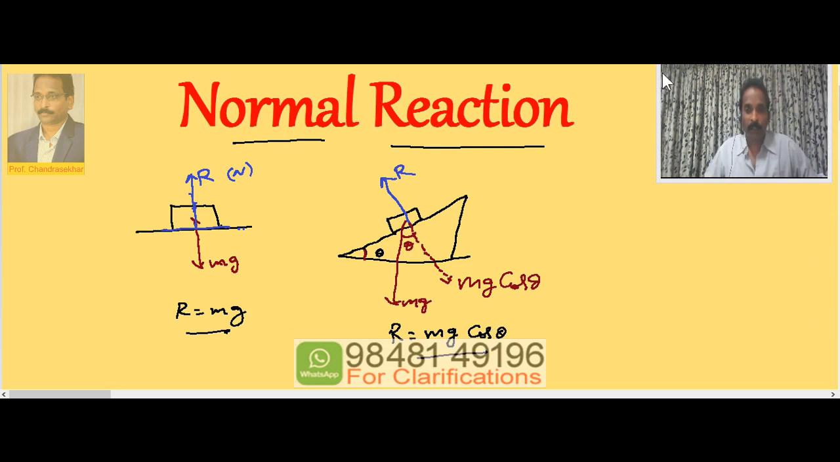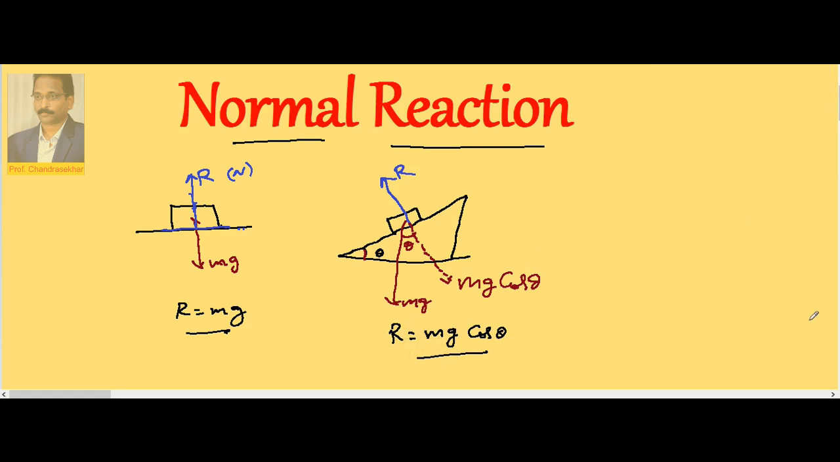Now take a perpendicular case. A body is pressed against the wall. This is a wall and the body is pressed like this, say with a force F. So what is the normal reaction? Normal reaction is the force exerted by the lower body on the upper body. Now the body is the upper one, the wall is the lower one, so the lower one is applying the force. This is normal reaction. So from the figure, this F must be equal to R. So R is equal to F.